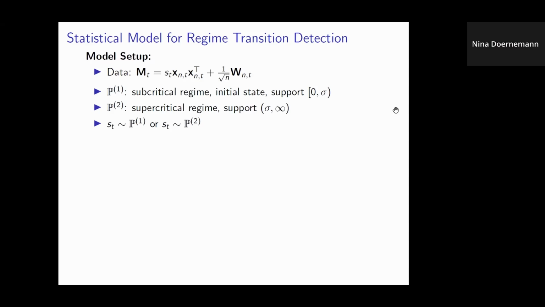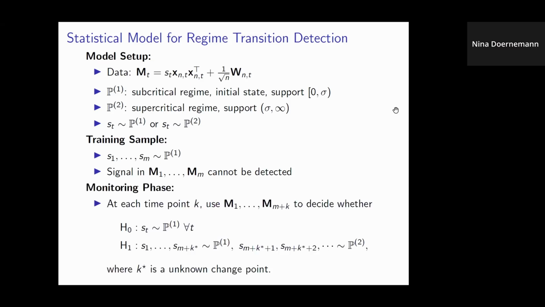I should explain what these two are. P1 refers to the regime where spectrally there's no information about the signal, so we're in the subcritical case. And this will also be the initial state, so this will be the state for the training. And then P2 corresponds to the supercritical case where we learn some information about the signal. As I said, for the training sample, we will assume that we are in the first case, so all the signals will be distributed according to P1, which means that in the training period, spectrally, we cannot detect a signal in our deformed Wigner matrices.